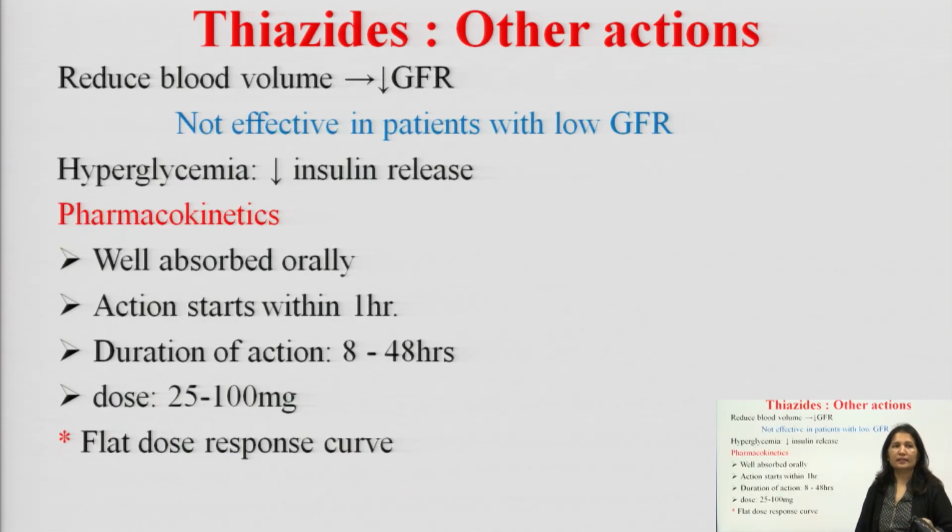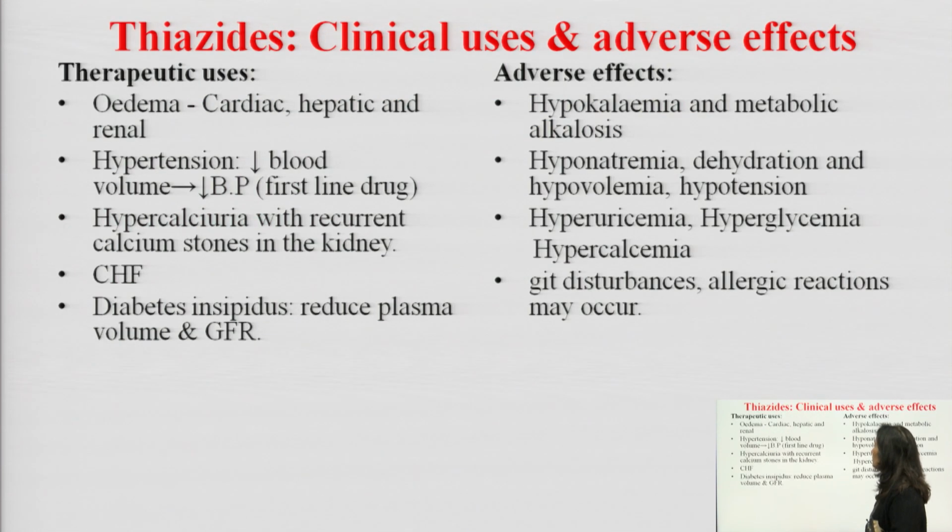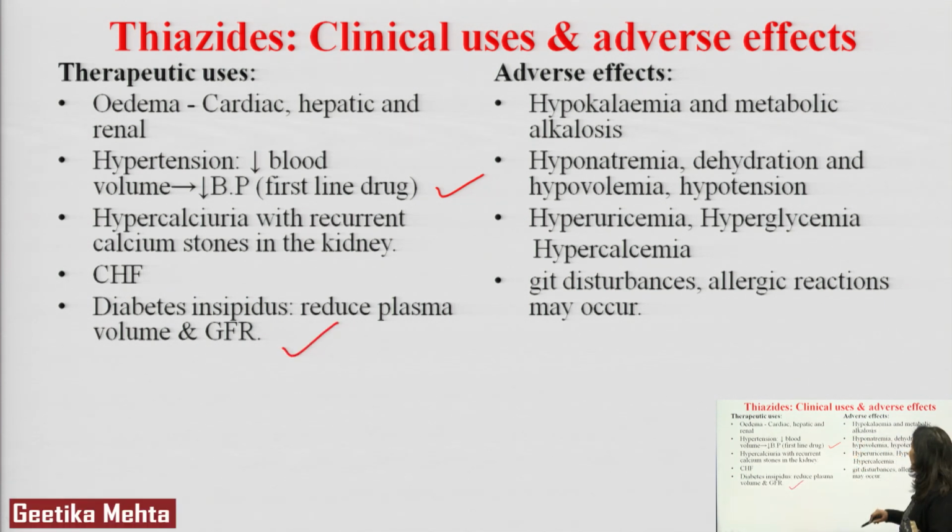So, thiazides reduce blood volume, they reduce GFR and they are well absorbed orally. They produce a flat dose response curve. Their uses are the same, edema, and they are used in hypertension, decreasing blood volume and BP, as first line drug in hypertension. They are also used in diabetes insipidus, that we will cover in antidiuretics.